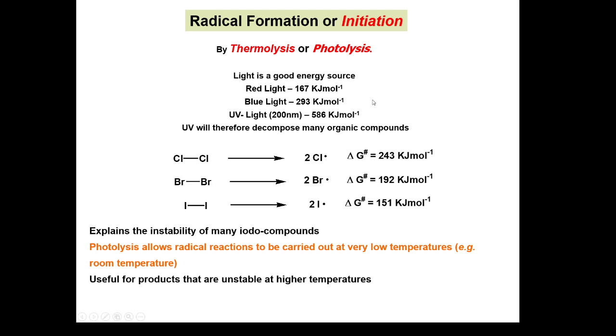So how could we make these? Well, we can make them by heat, or we could also break the bond using light energy. So you could use heat, thermolysis, or you can use photolysis, light energy. So here are the different energy amounts for different colors of light: red, blue, and UV light.